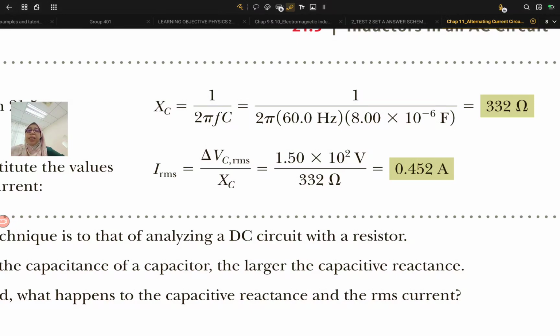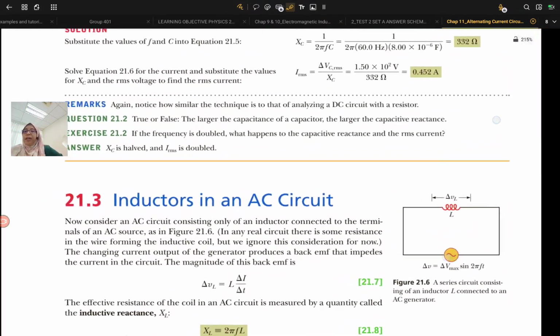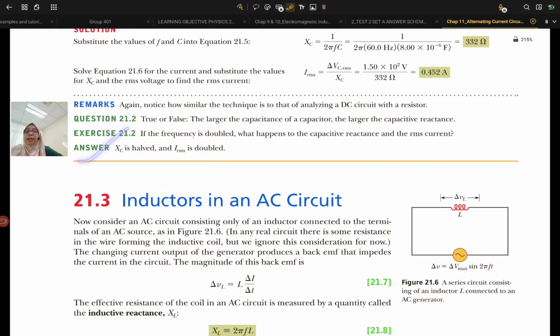Now the next part is asking for RMS current. So proceed with Ohm's law. It's just that now R is being replaced with capacitive reactance. So notice that it carries units of ohms over here. So we arrive at the RMS current. That's it. As simple as that. All right, give a try on the following example, 21.2.